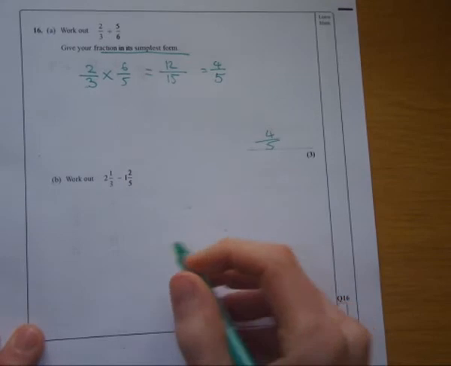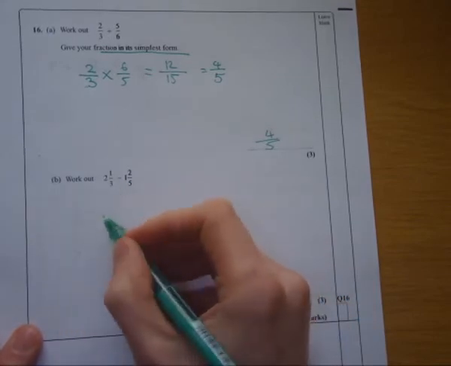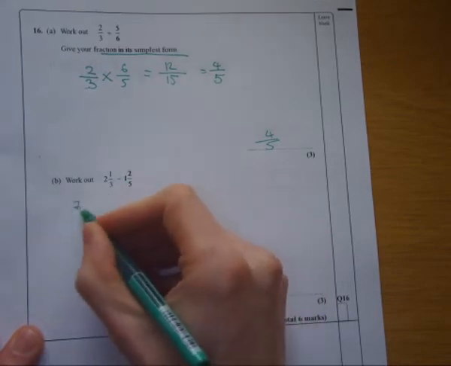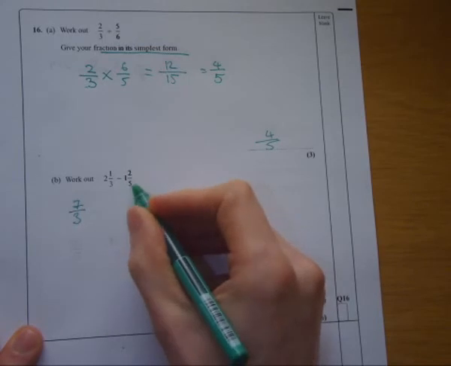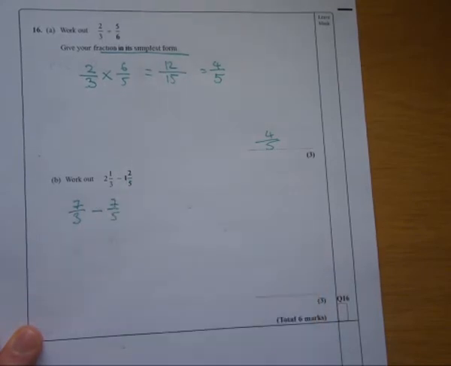Okay, second part. This, take away that. I'm going to convert those to top heavy fractions first of all. So 3 times 2 is 6, add the 1 is 7. So 7/3 is the same as 2 and 1/3. 1 times 5 is 5, adding the 2 is 7, 7/5. So my calculation has now become this.